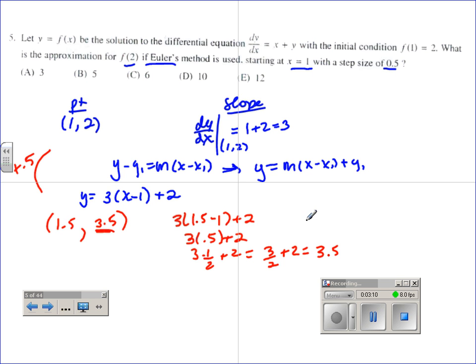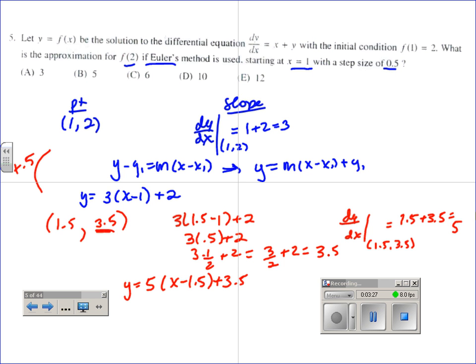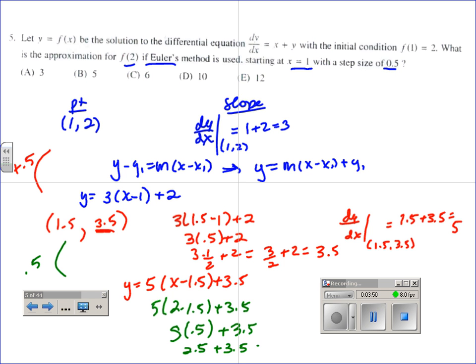And so then you do point slope again. So find the slope at 1.5 comma 3.5. It's just adding them together. 1.5 plus 3.5 gives us 5. And so y equals 5 times x minus 1.5 plus 3.5. And then you step by 0.5 again. So now you have 2. 2 minus 1.5 plus 3.5. So 2 times 0.5 plus 3.5. So half of 5 is 2.5 plus 3.5 is 6.